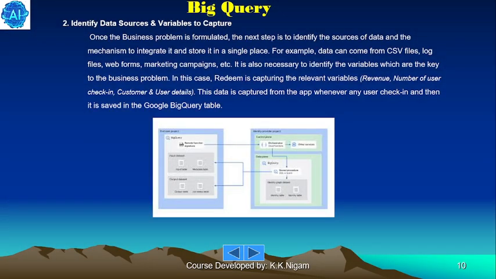Identify data sources and variables to capture. Once the business problem is formulated, the next step is to identify the sources of data and the mechanism to integrate it and store it in a single place. For example, data can come from CSV files, log files, web forms, marketing campaigns, etc.